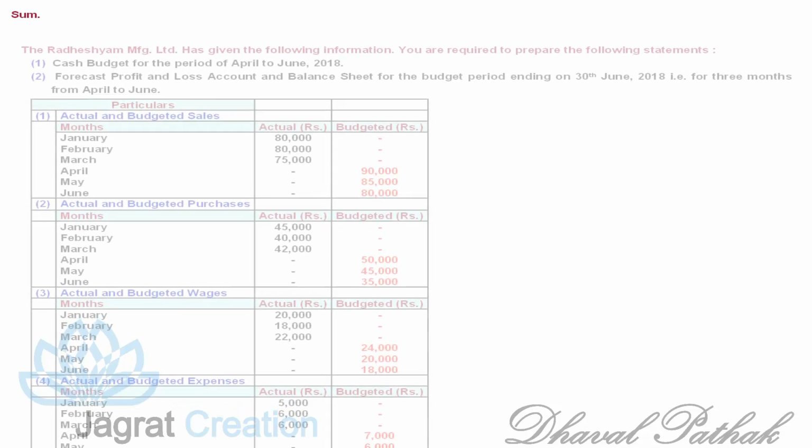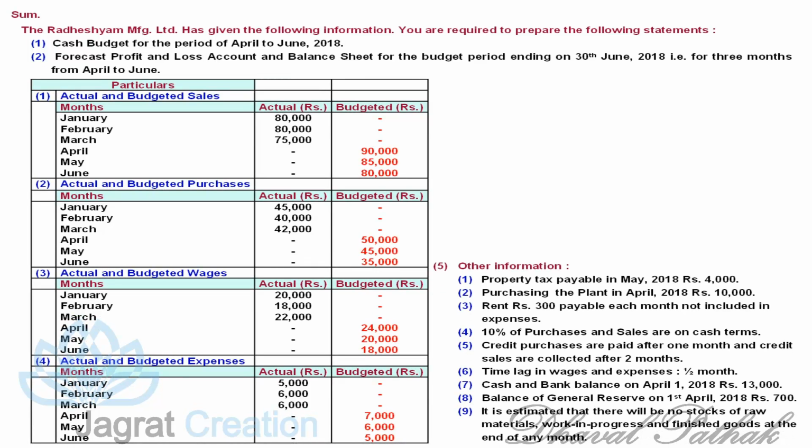Now I want to solve one sum here before you. Just observe the sum on the screen. Read it carefully. I am going to explain you and solve the sum here before you. You can pause the video and read it carefully.